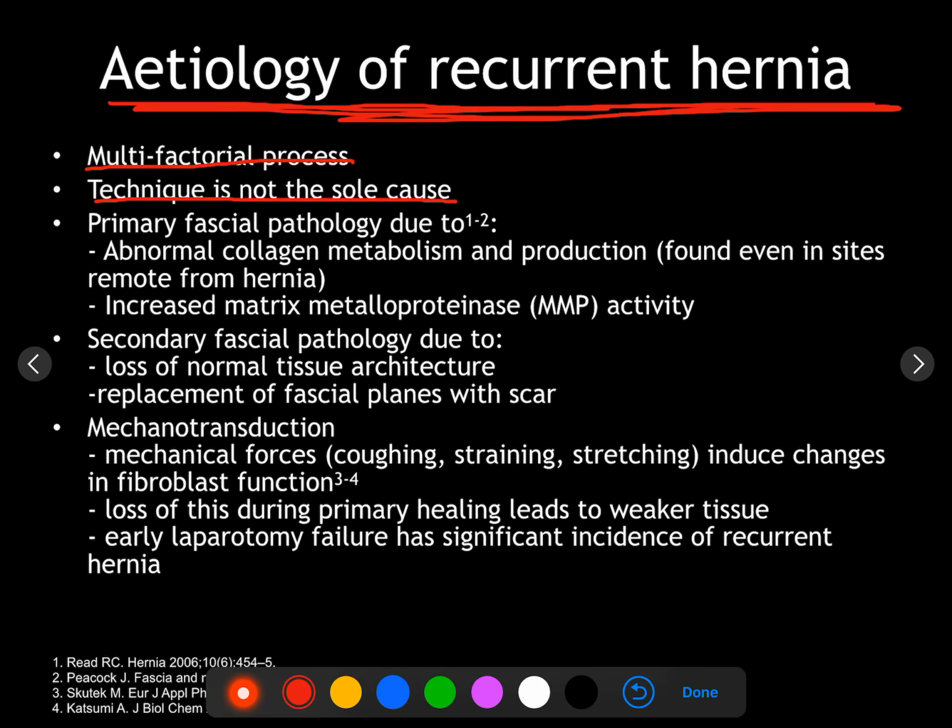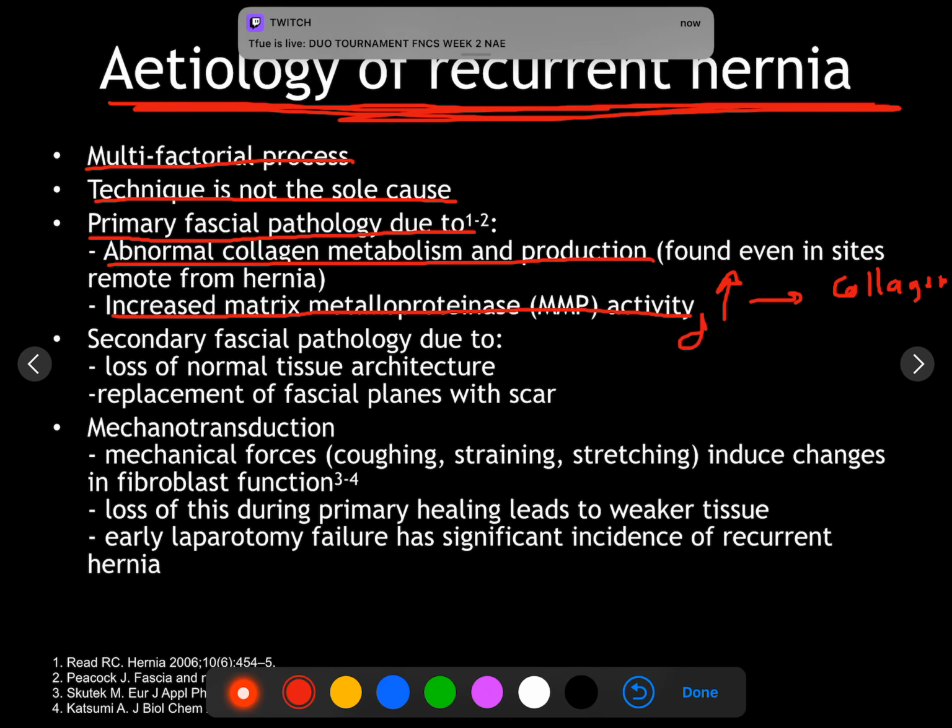For example, one patient with inguinal hernia we operated with a certain technique and another patient with another technique. Is the cause the technique? It says it is not the sole cause; it is one of the causes but other causes may cause recurrent hernia. Second, the primary fascial pathology due to abnormal collagen metabolism and production, which we will discuss shortly: increased matrix metalloproteinase activity. If the activity of matrix metalloproteinase increases, it causes collagen degradation and weakens the hernia repair, leading to increased rates of recurrent hernia in patients.